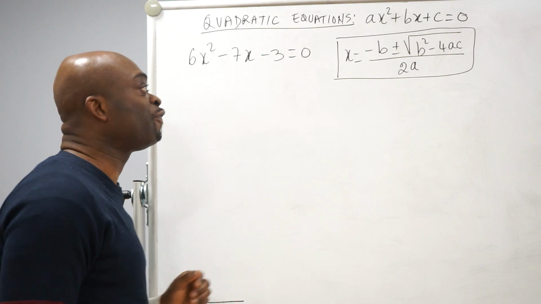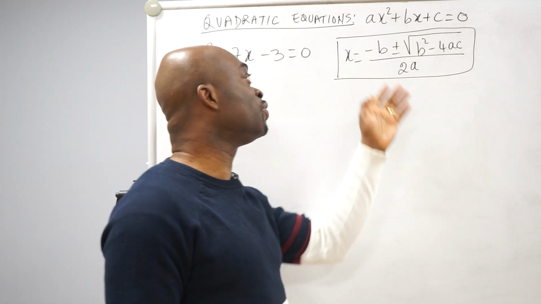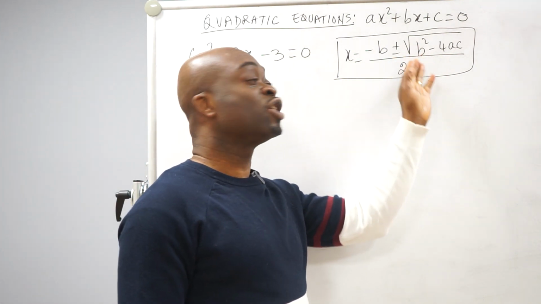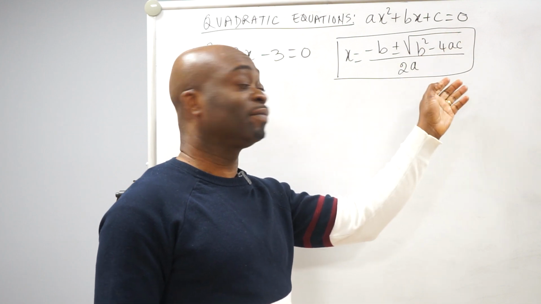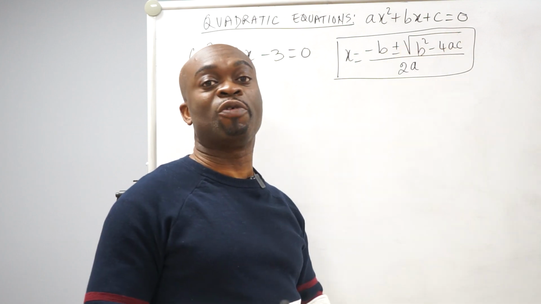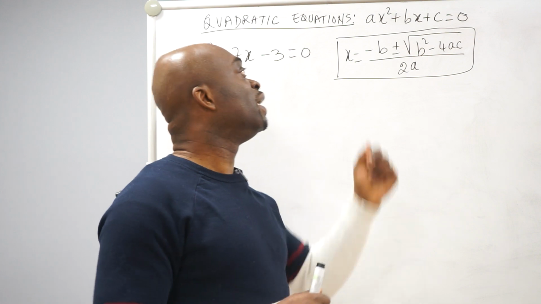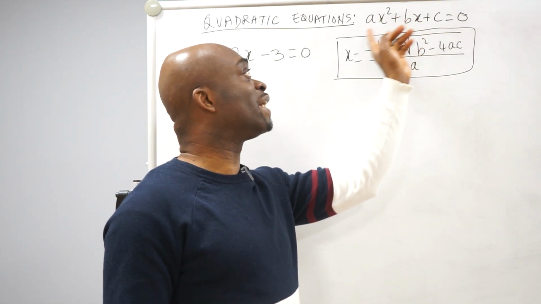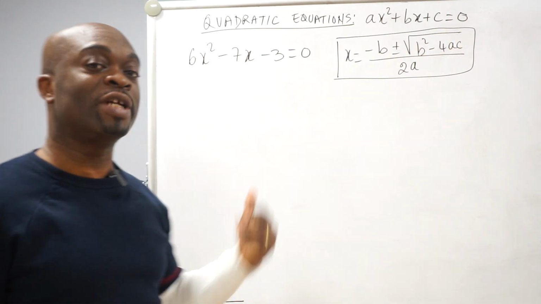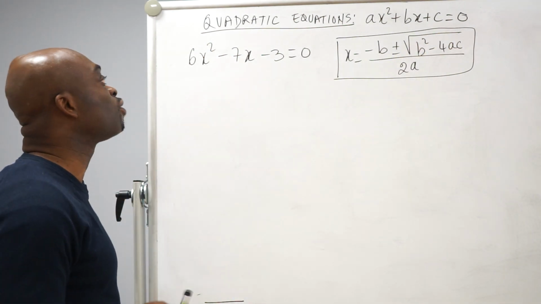Then we have this formula that we're going to use: x equals negative b plus or minus the square root of b squared minus 4ac, divided by 2a. That's the formula we're going to use to solve the problem. Where did it come from? a, b, and c come from the polynomial here. We're going to see this with the question that we have.